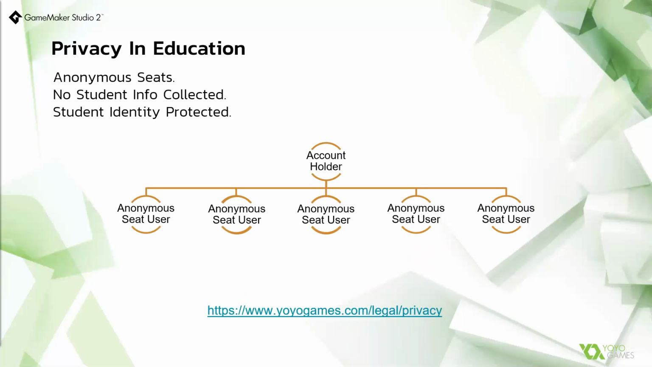Privacy is really important at the moment and going forwards. The important thing to note about GameMaker is that we collect 0 information on students. Basically, what happens is the school registers an account with GameMaker or Yo-Yo Games, which is the company that I work for, that is the software author of GameMaker. So you create an account with us, and then we provide you with anonymous seat licenses. And as I said, typically you set up those seat licenses for devices, not for students.